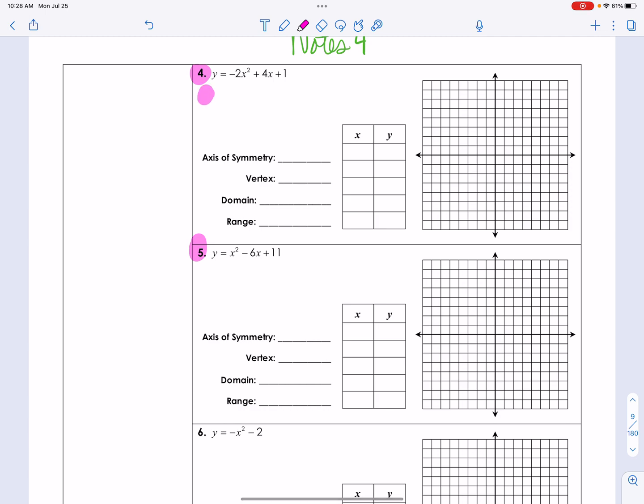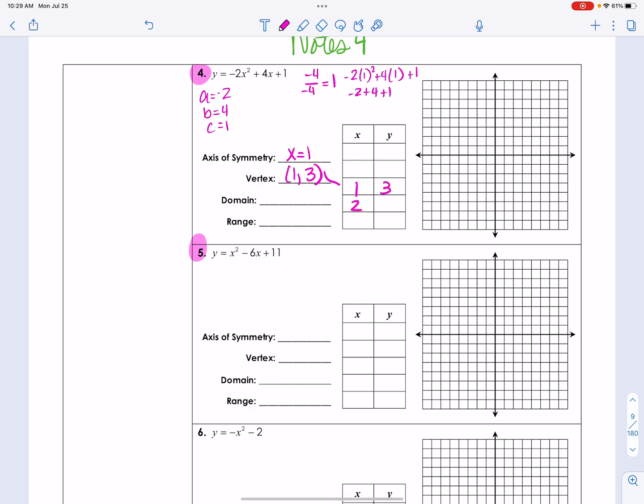All right, so this is, nope. A is a negative 2, B is 4, C is 1. So I'm doing a negative B over 2A. So my axis of symmetry is a positive 1. So if I put that in there, negative 2 times 1 squared plus 4 times 1 plus 1. So this is negative 2 plus 4 plus 1, which is 2 plus 1 is 3. So you should have a vertex. I'm going to put that in the middle at 1, 3.